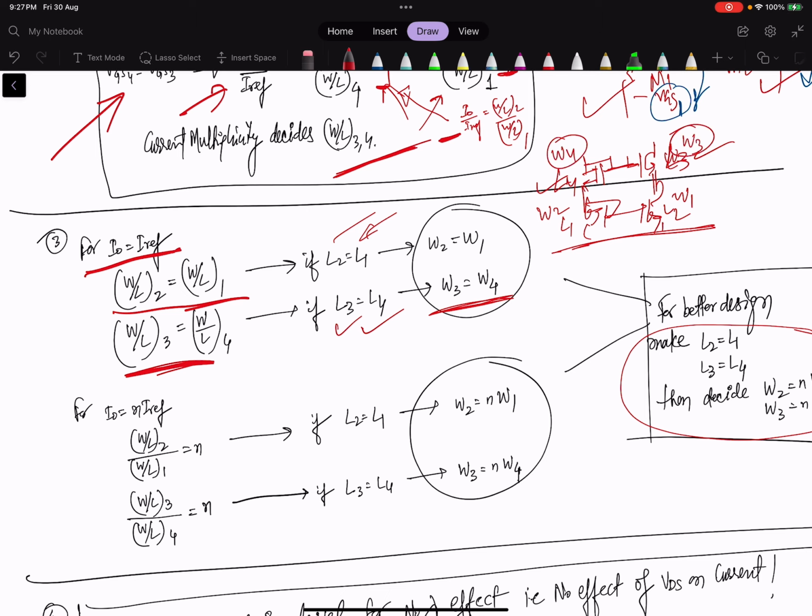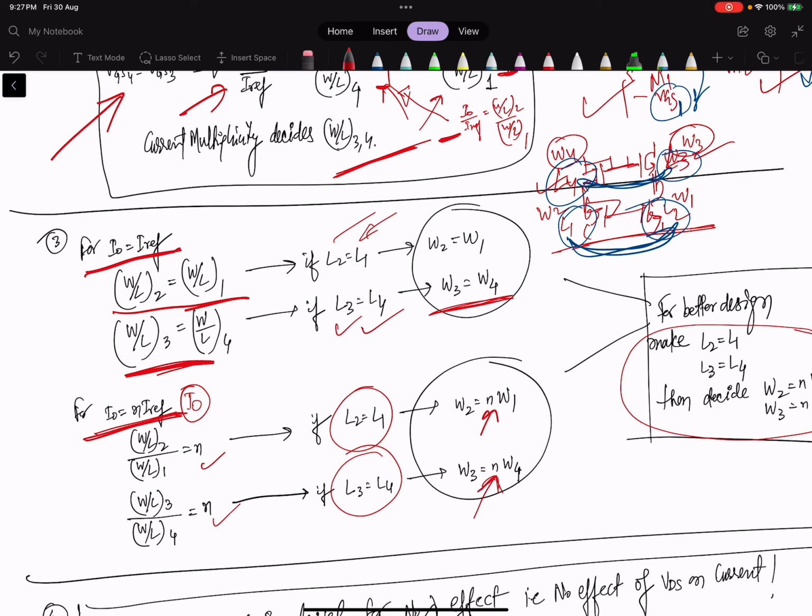Okay, but if we want some different I0 in the ratio of n, then, let's say the sizes are the same between L1 and L2 and between L4 and L3, if the L1 L2 lengths are both the same, then the sizing, the width, will be defined by this ratio, n times W1.